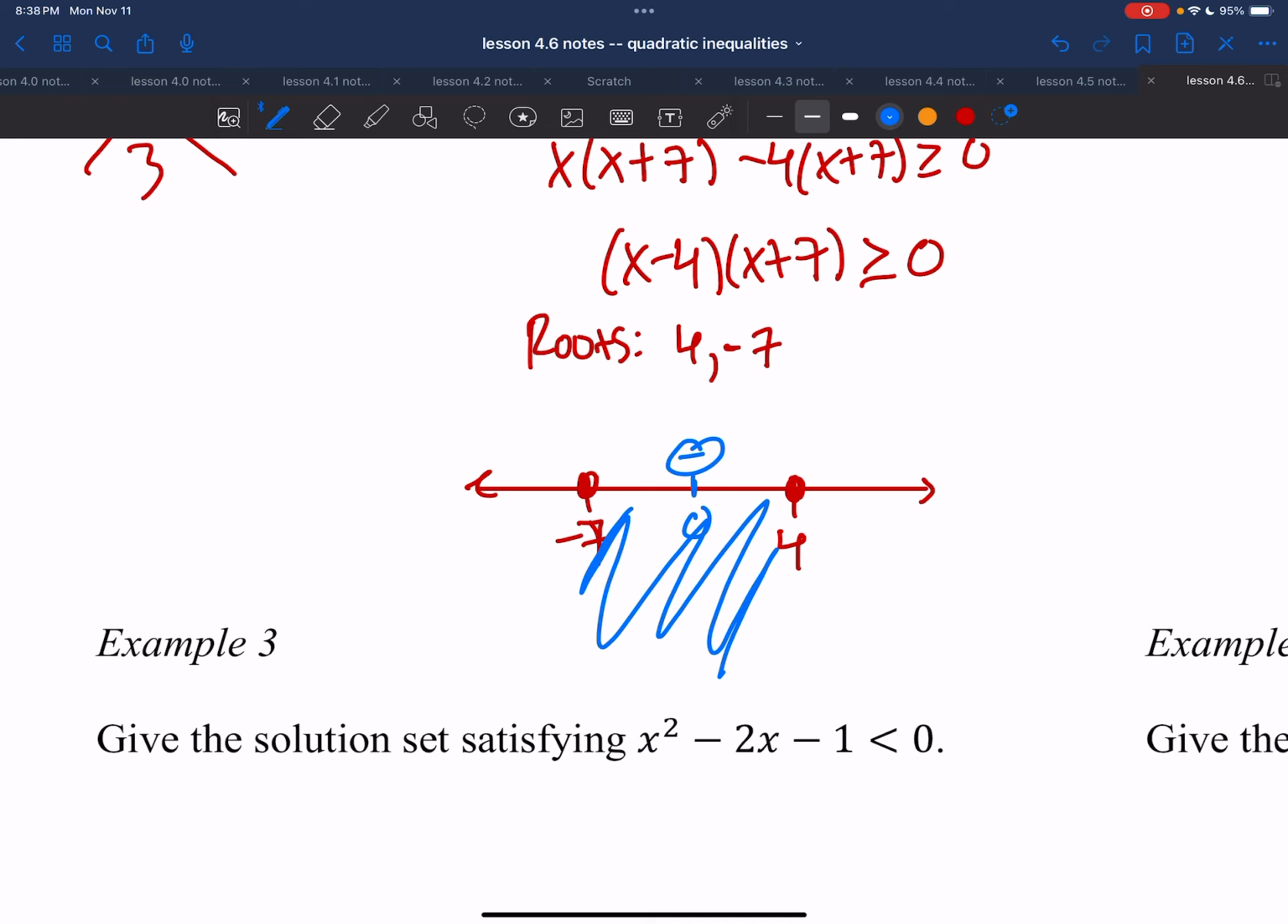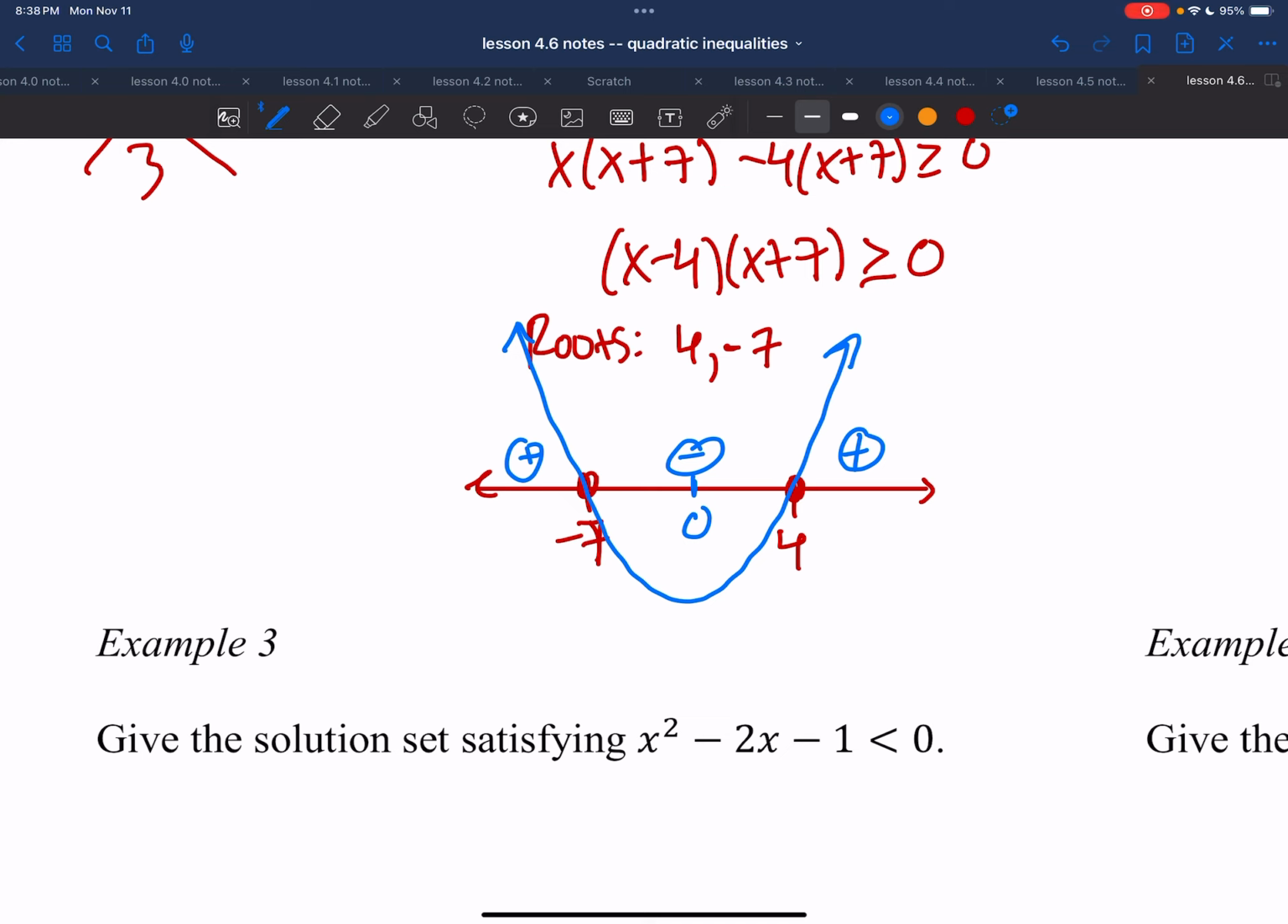It has to be beneath the x-axis between these two values, right? Which means it could only be doing this, yeah? The parabola simply must look like this because it has to be below. The hump has to be below and between negative 7 and 4 like this, okay? Which naturally means that this side is positive and this side is positive because it's now above, right? They cross through the roots and change sign.